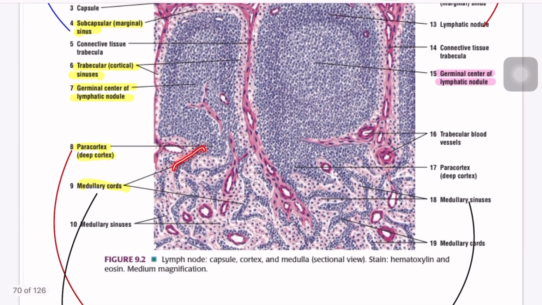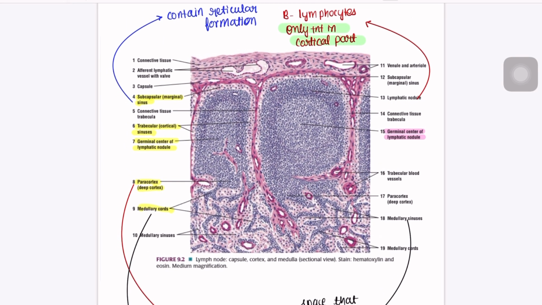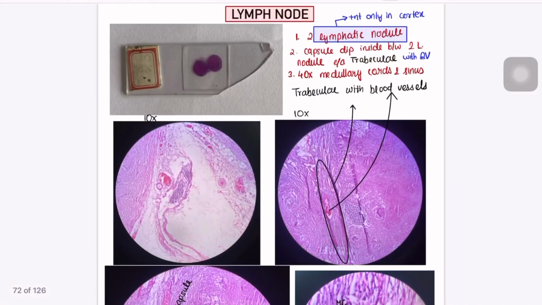In the medulla, the lymphocytes are arranged in the form of cords, which are known as medullary cords, which contain mature T lymphocytes. The spaces that you see here surrounding the medullary cords are medullary sinuses, which drain the lymph from the cortical region. So now we have enough knowledge about the lymph nodes. So let's just see the slide.